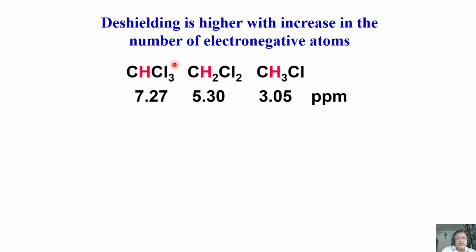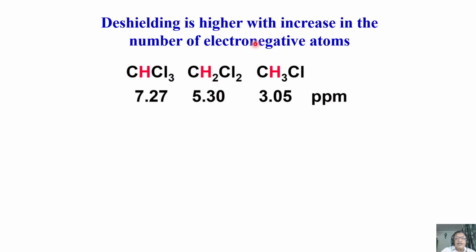Now instead of 3 chlorines, I put 2 chlorine atoms and make this molecule CH2Cl2. Now what happened? You reduced one of the electronegative atoms. Instead of Cl3, you made it Cl2. As a consequence of the reduction of one electronegative atom, the deshielding effect reduced. So the proton which was coming at 7.27 moved to 5.3 ppm. Again it gives a single peak because both these protons are equivalent, at 5.3 ppm.